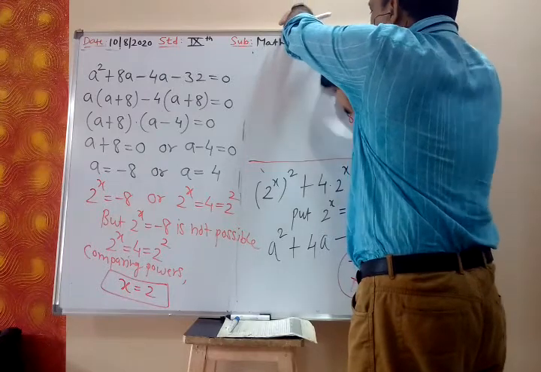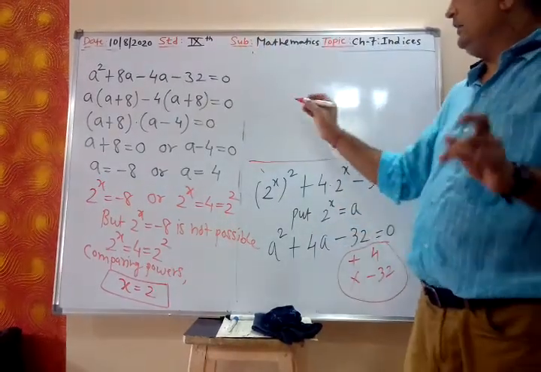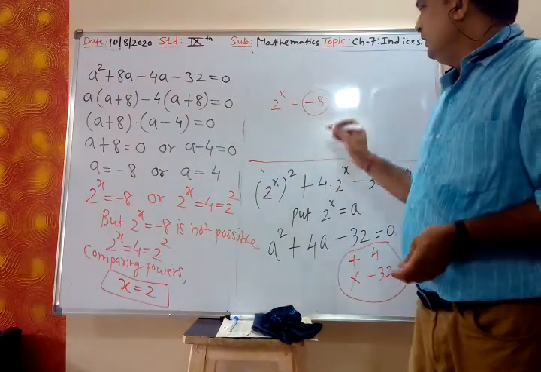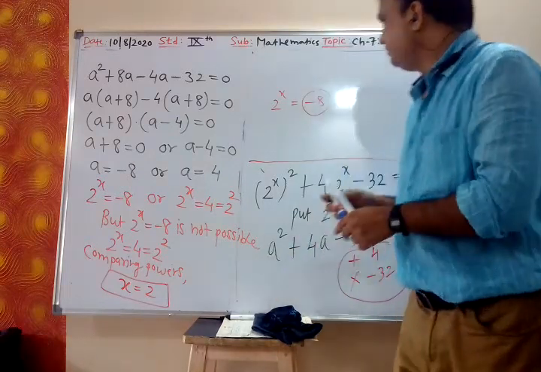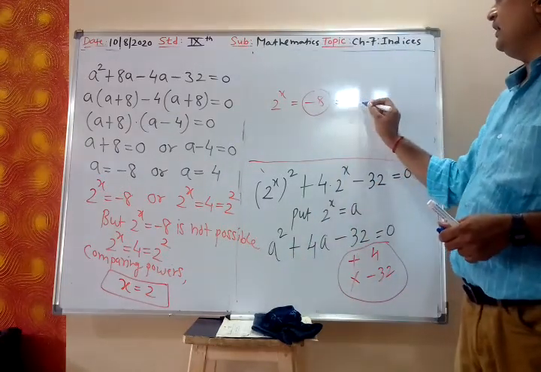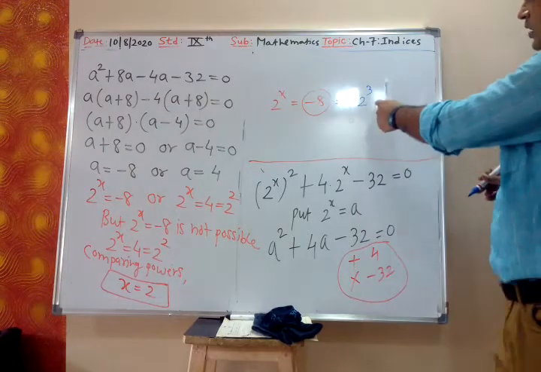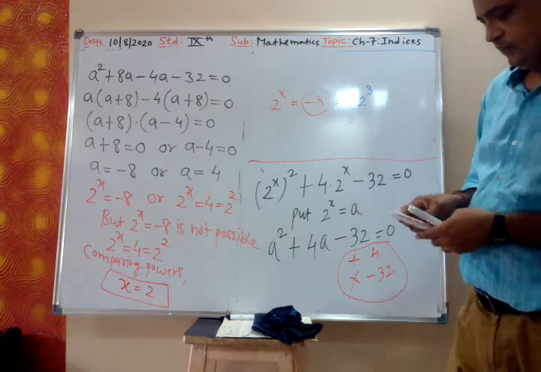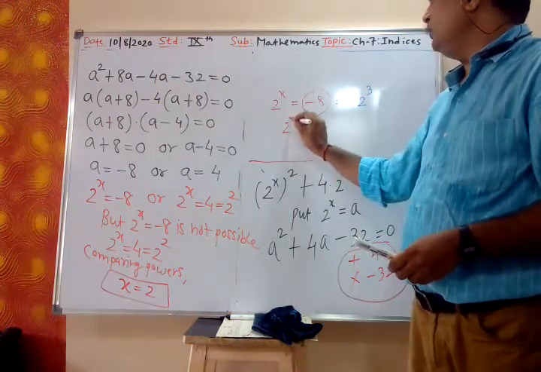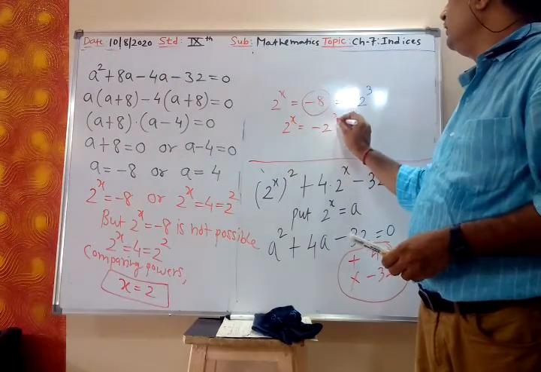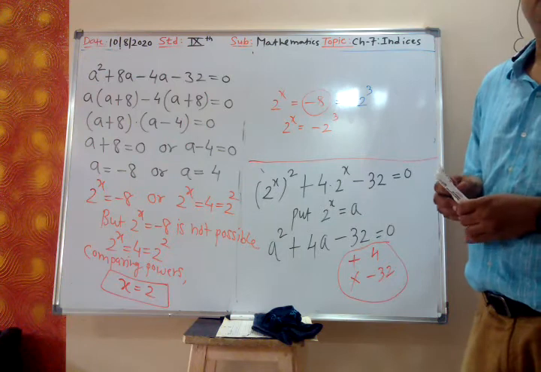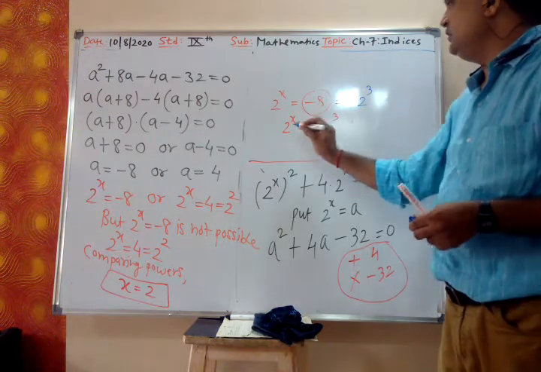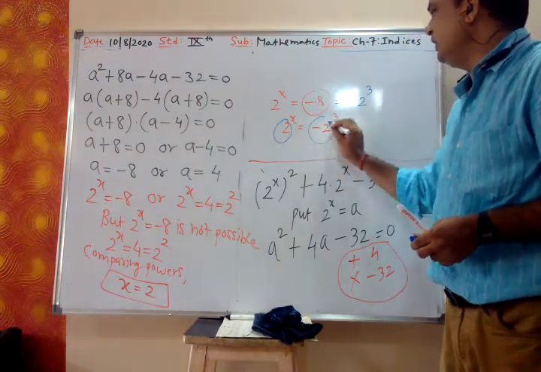You cannot take minus 8, but see, let us explain. 2 raised to x is minus 8, correct? Let us take this minus 8. Minus 8 I can write as minus 2 raised to 3. Yes or no? All of you agree? Now finally you will get 2 raised to x is equal to minus 2 raised to 3. But can you do the comparison? We cannot compare because this is plus 2 and this is minus 2. Are you getting?